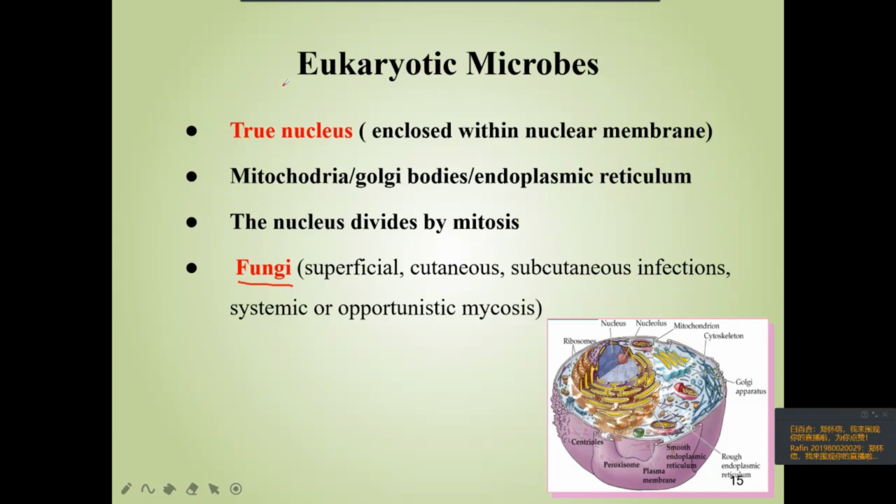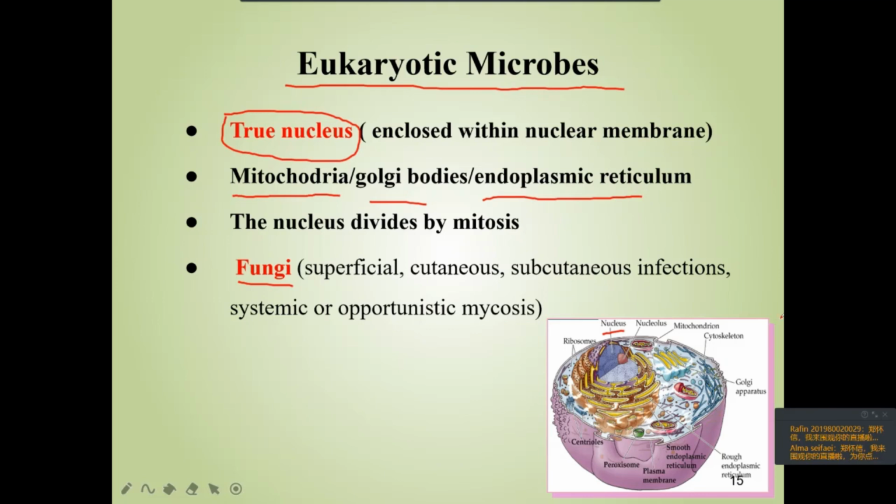In eukaryotic microbes, the major property is that they have a true nucleus, which means that their genetic material, like DNA, is enclosed within a nuclear membrane. So this is the nucleus, surrounded by the nuclear membrane, and inside it there are DNA molecules. This is a major property. Besides the nucleus, in the cytoplasm they also have other organelles. For example, they have mitochondria, Golgi bodies, and also endoplasmic reticulum, short for ER. So they have different types of cytoplasmic organelles. These are the major properties of eukaryotic microbes.